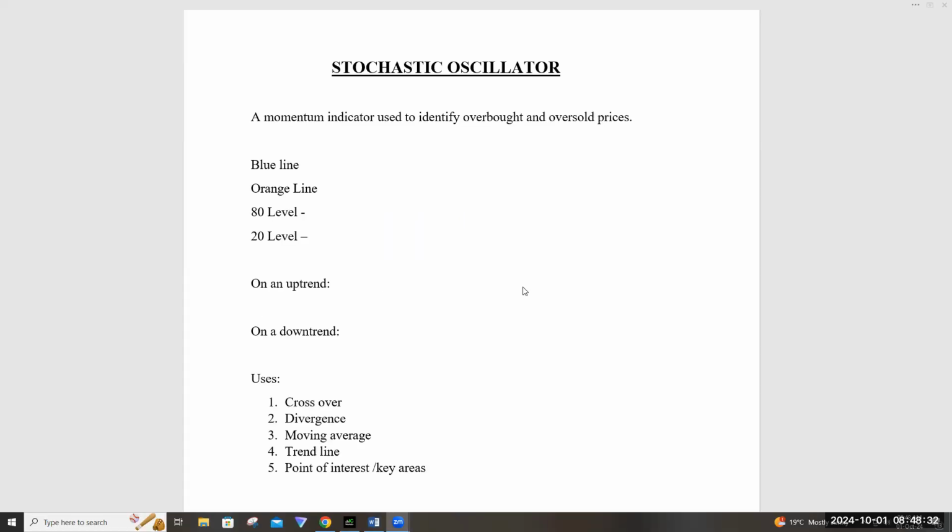What is a stochastic oscillator and how best can you add it to your trading? This is a momentum indicator that is used to identify overbought and oversold prices, similar to the RSI indicator but with way stronger probability. Therefore, it's one thing that maybe you can add to your trading.